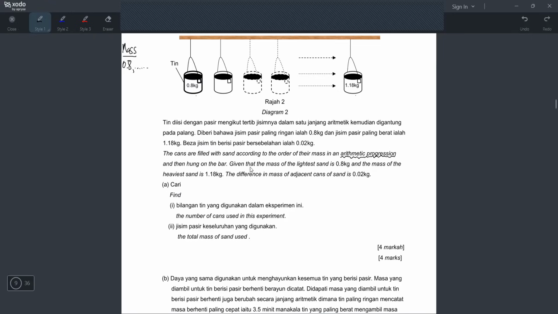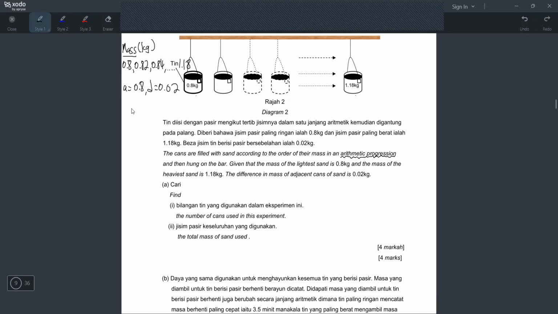But they did mention that the difference is 0.02. It means when you take right minus left, you will get 0.02. So how to get the next term? 0.8 plus 0.02, which is 0.82. This will be 0.84, and then it will keep going until the last term, the heaviest, which is 1.18. So all of this is in kg. So I have already formed an arithmetic progression. I can find my a and d. My a is 0.8. My d is right minus left, which is 0.02. So this is my a and d.